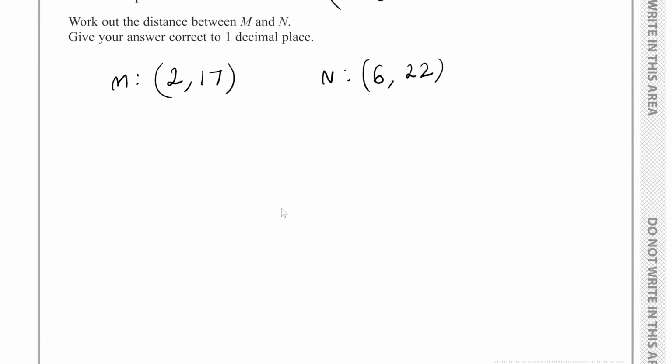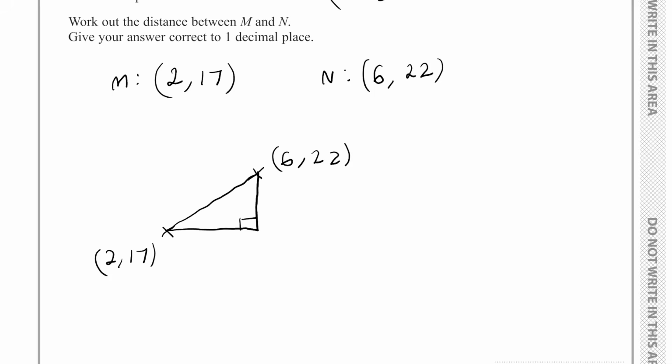So this is a Pythagoras question. We've got M at 2, 17, and then N over here somewhere at 6, 22. So we can draw a right angle triangle. So how far have we moved along the x? From 2 to 6 is 4 spaces. And on the y, we've gone from 17 up to 22. That's 5 spaces. So we've gone along 4, up 5.